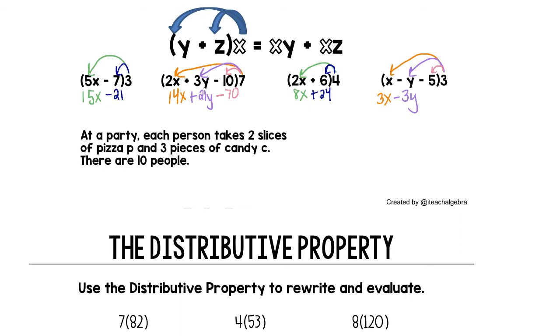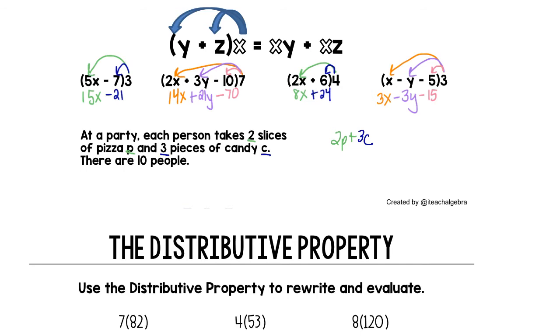3 times -5 is -15. That's all we can do. Last word problem here. At a party, each person takes 2 slices of pizza, P, and 3 pieces of candy, C. So each person takes 2P plus 3C.